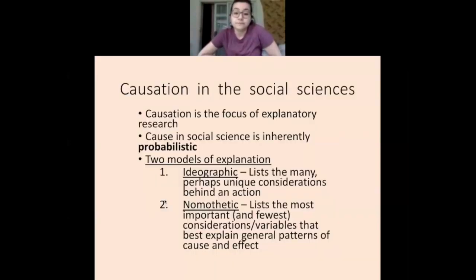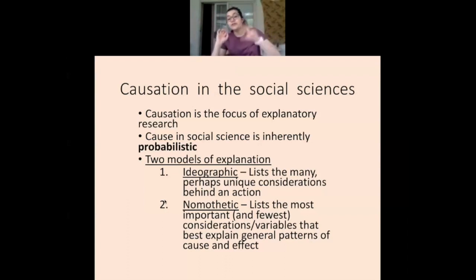So like we have been iterating and iterating, cause is inherently probabilistic. I can't say with defining accuracy that this caused this, because one, I don't even know if my sampling frame has some error, right? So my sample estimates have some error.